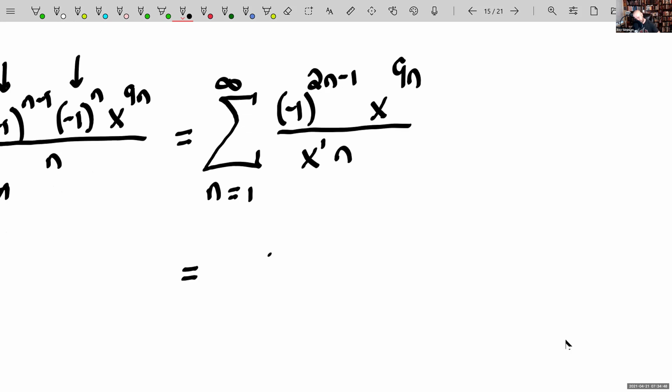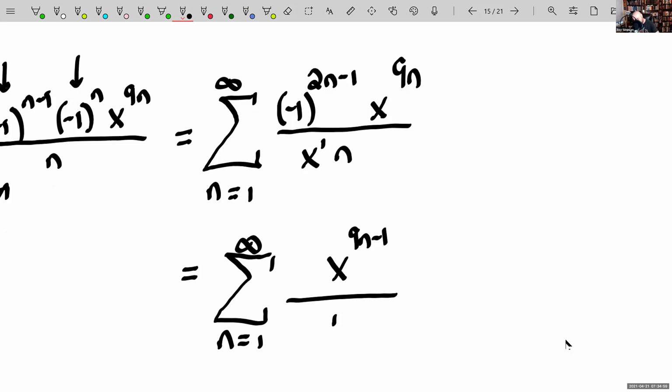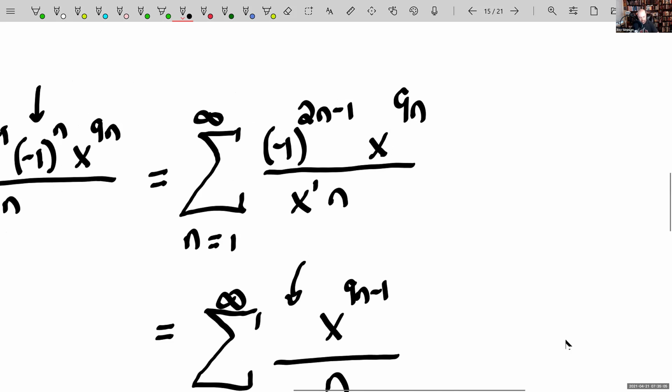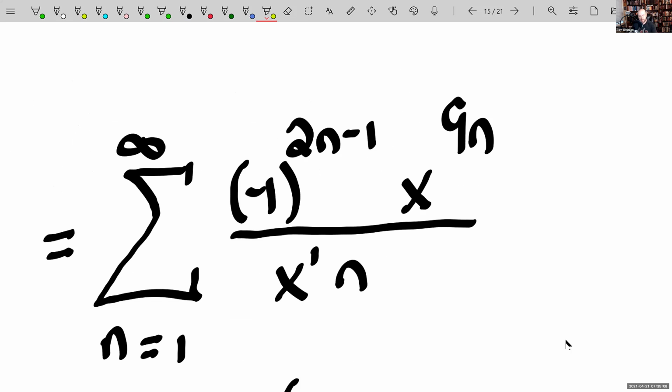And we're almost done. I just want to mention one more thing before we say we are done. I'm not going to put the -1 there. I'm just going to write x to the 9n minus 1 over n, and we're going to have a discussion about that coefficient. The discussion goes like this. This exponent, odd or even?